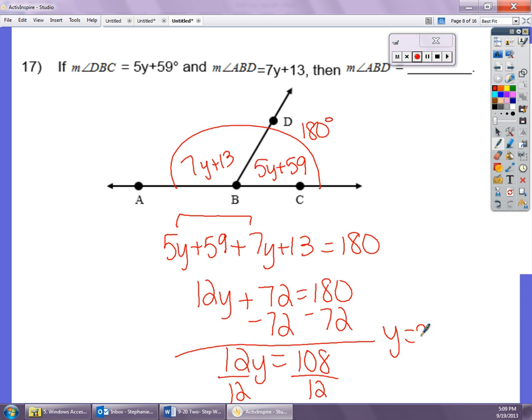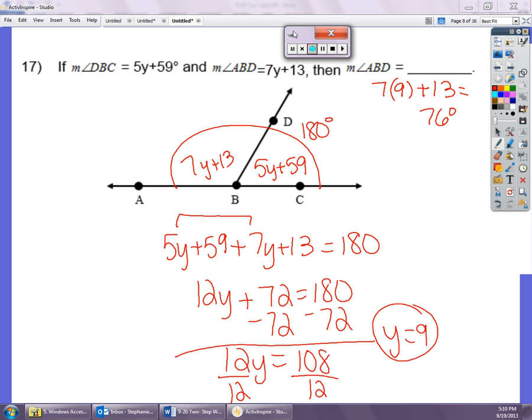Y equals 9. Now remember, these are never drawn to scale. So if you plug in for ABD, 7 times 9 plus 13, and you find out that's 76, your brain wants this to be the bigger angle, but it's not drawn to scale. So although we solved it and this came out to be the smaller angle, just ignore that and know that it's not drawn to scale and it probably should have went this way.